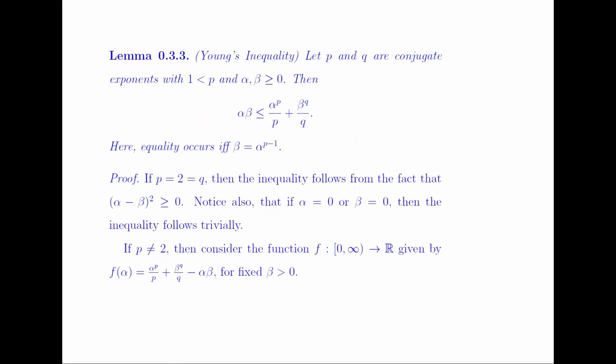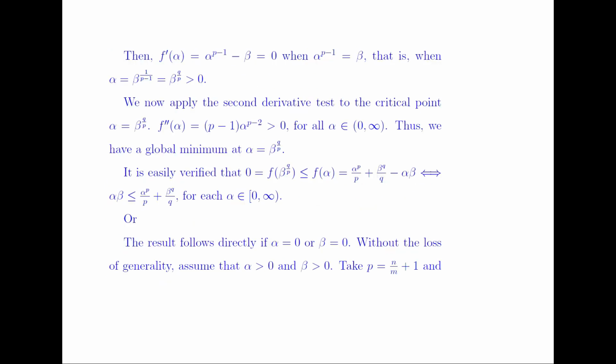The next result is called Young's inequality. Here we consider that if p and q are conjugate exponents with 1 less than p less than infinity, and alpha and beta are greater than or equal to 0, then alpha into beta is less than or equal to alpha raised to power p over p plus beta raised to power q upon q. In this case, if p and q both are equal to 2, then the inequality follows from the fact that alpha minus beta squared is non-negative. Also notice that if alpha is equal to 0 or beta is equal to 0, the inequality follows trivially.